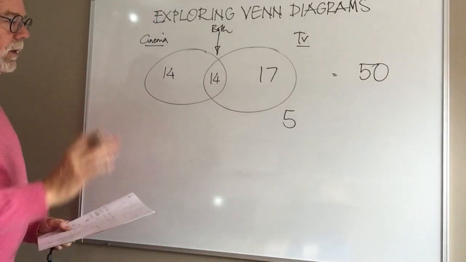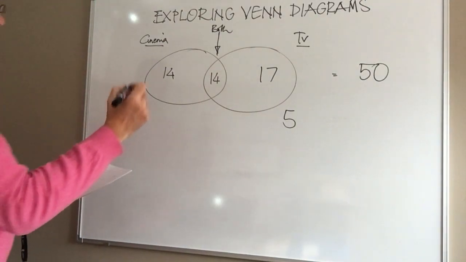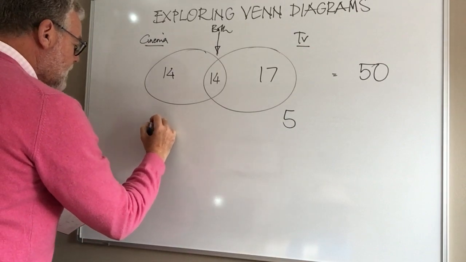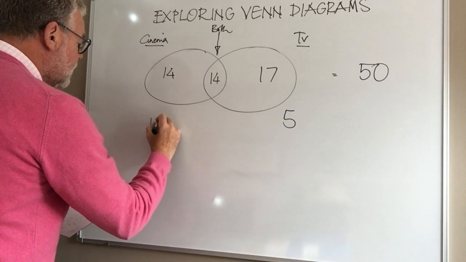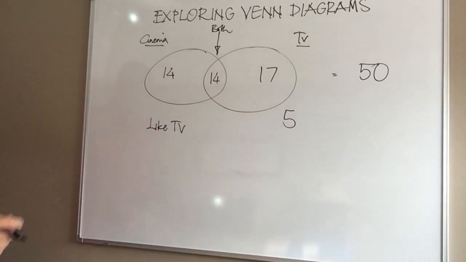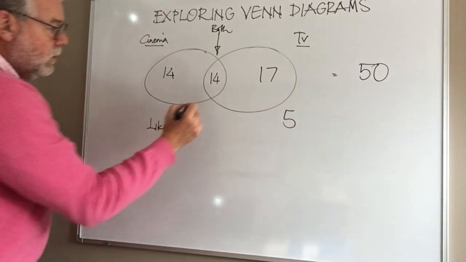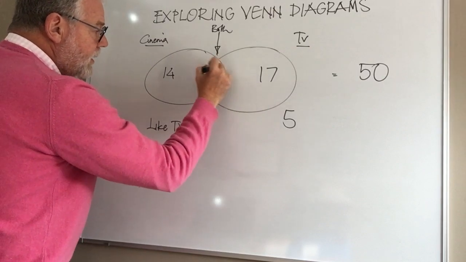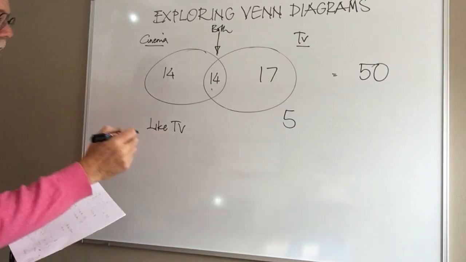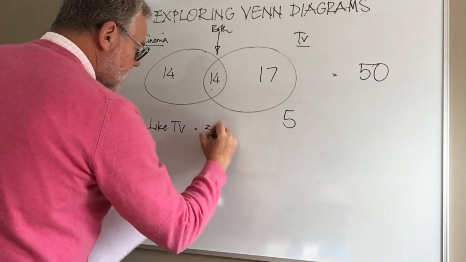And they do. Now, one of the things that we just have to be careful about though is when we actually start to analyse. So if I said how many people like watching TV, it's easy to jump to the conclusion, oh there it is, it's 17. But actually we've got to remember that in there are 14 people who also like watching TV. So in total, the people who like watching TV is not 17, it's actually 31.